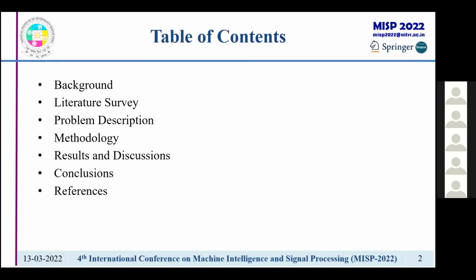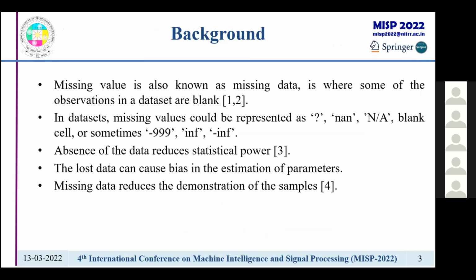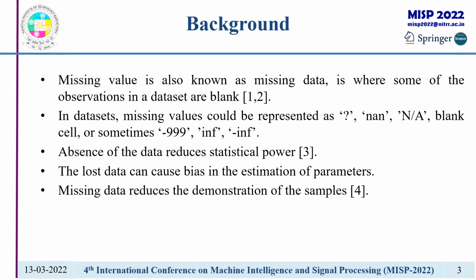So this is the table of contents we are going to cover, from background to the survey. First of all, going on to background: what is a missing value? A missing value, also known as missing data, means that some of the observations in a data set are blank, due to manual data entry errors, practitioner failure, device errors and operator failures.